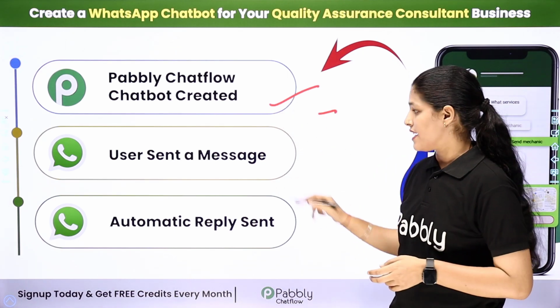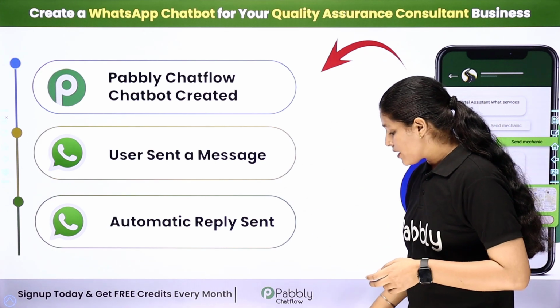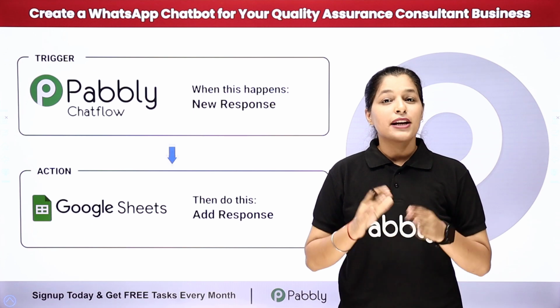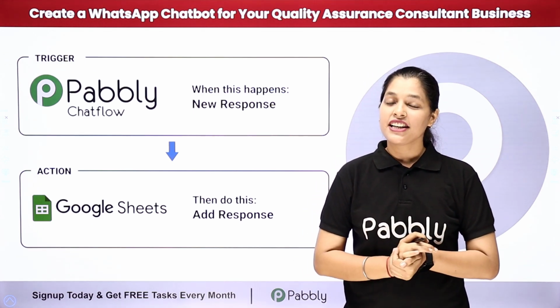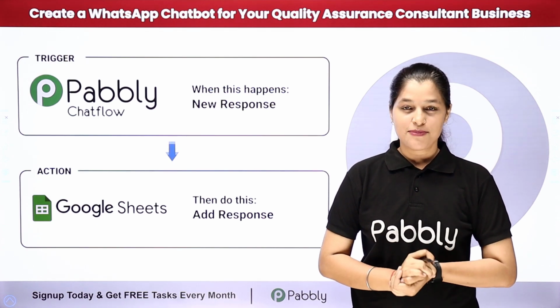Now, if a user sends a message, an automatic reply will be sent to them. Not only this, but you can also connect your Pabbly Chatflow with Google Sheets to save your responses by using Pabbly Connect, which is an automation integration platform. So let's dive into my screen for creating your own WhatsApp chatbot.